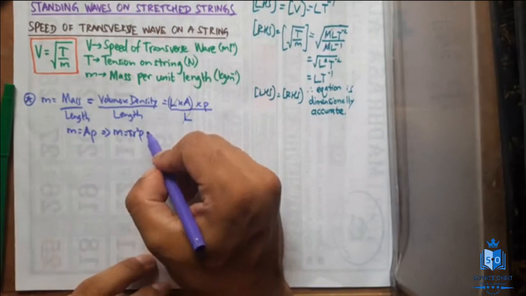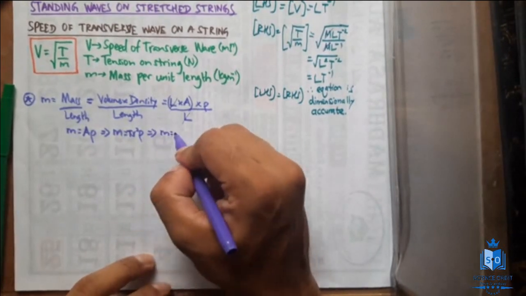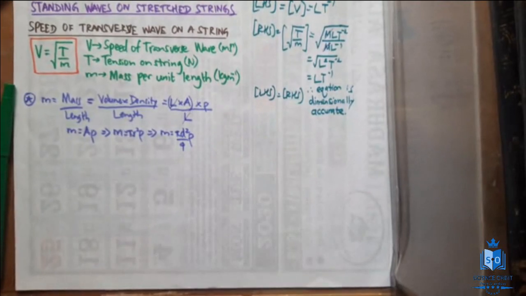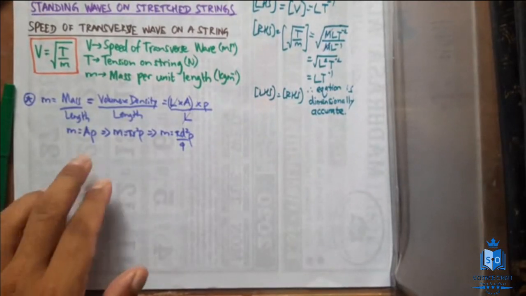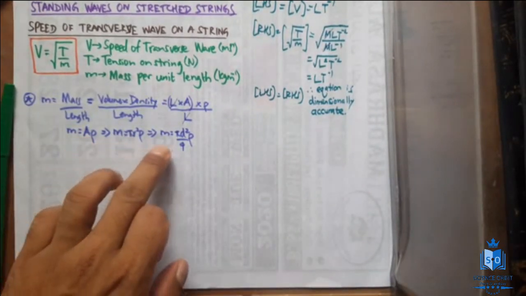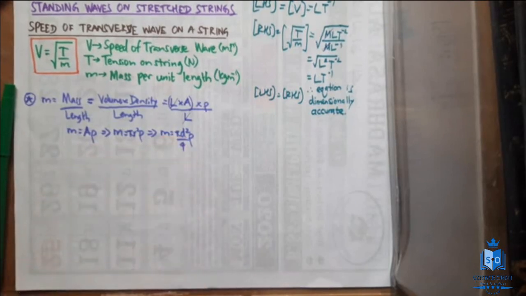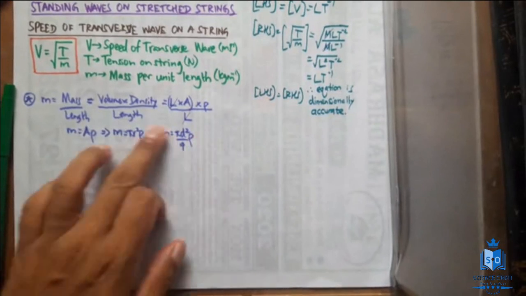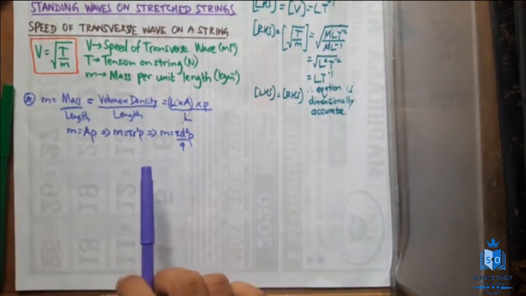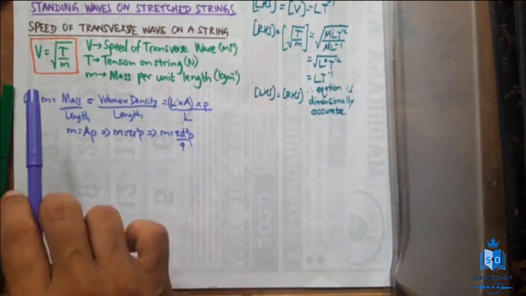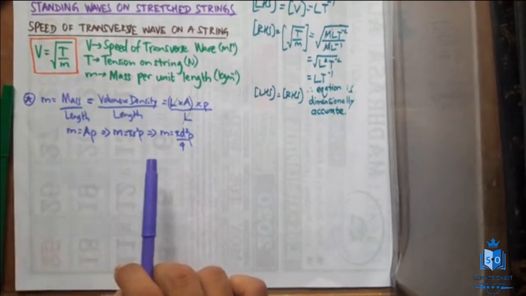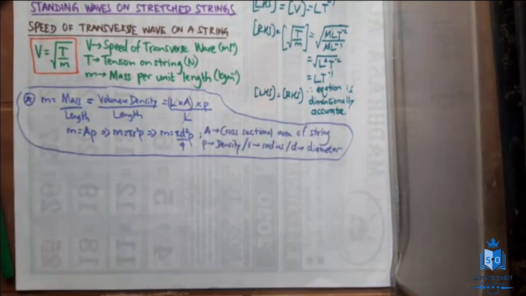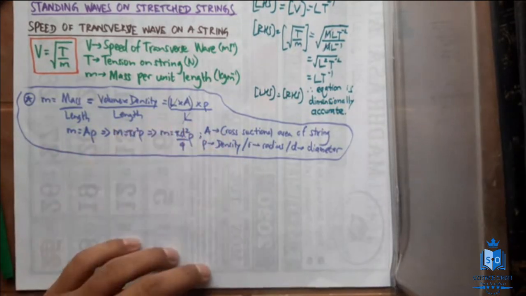If you want to develop it further, you can still write m is equal to pi d squared over 4 rho. What did I do there? Instead of area, I have written pi d squared over 4, where d is going to be the diameter of the string. Okay. So, these equations are also important. You need to know these relationships for mass per unit length and the radius and diameter. So, this is the analysis about mass per unit length.